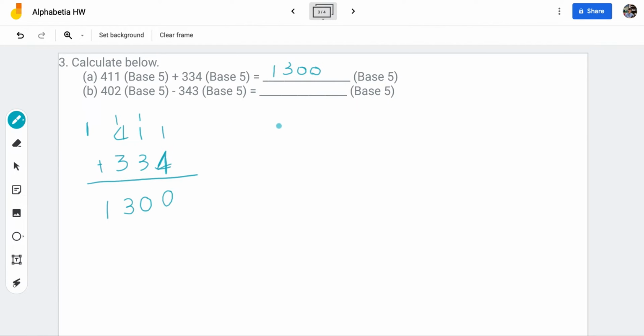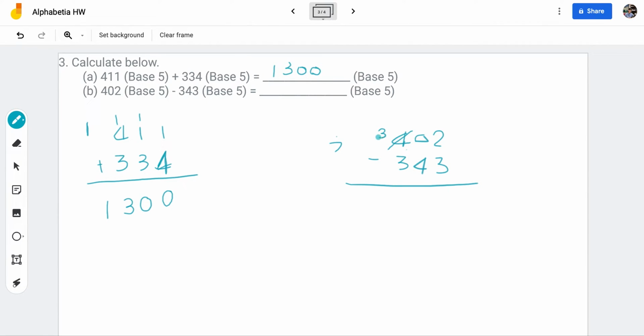How about 402 minus 343? You can do the same thing, right? So 402 minus 343. This is also base 5. Okay, so you need to think about regrouping. So let's think about subtracting 3 from 2. You cannot do it, so you need to regroup this and carry that over. However, you don't have enough, so you need to regroup the flats.